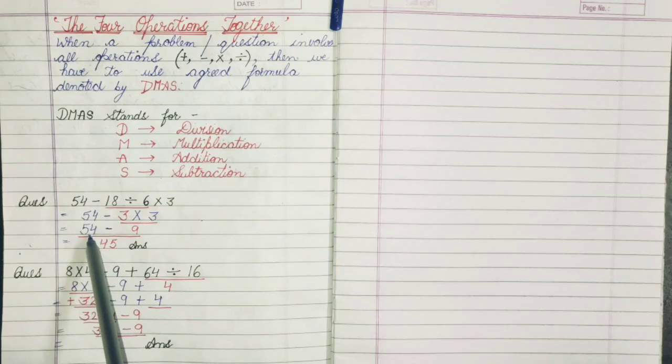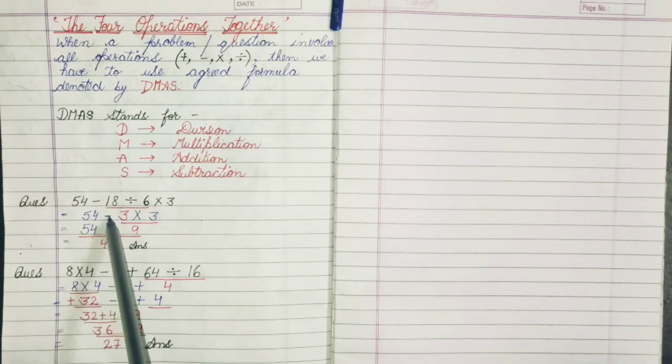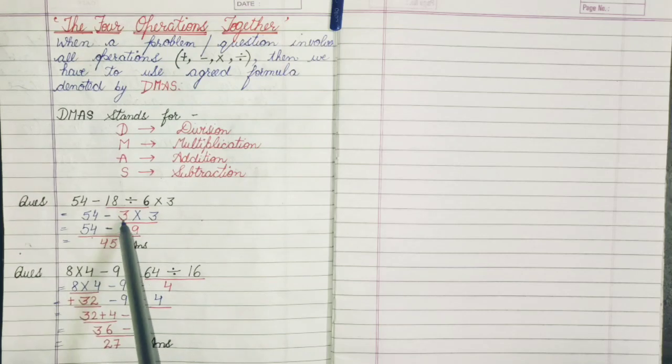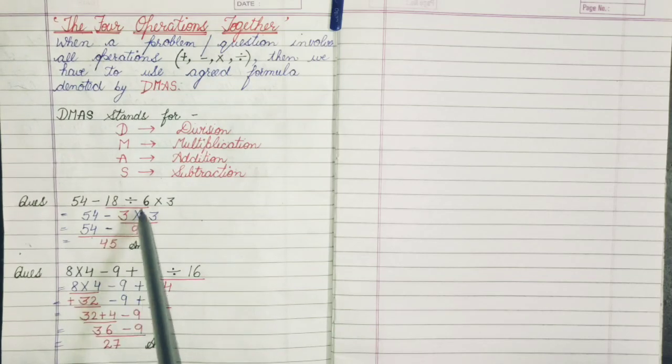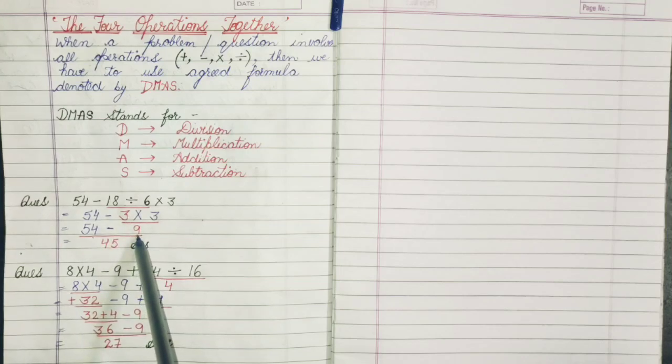54 was above, so I have written 54. Minus was there, so I have also written minus. But the underlined numbers we are not required to write, so I have not written them. In their place, the 9 that came after multiplying, I have written only that.